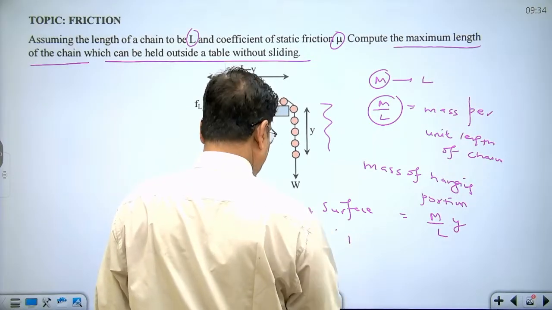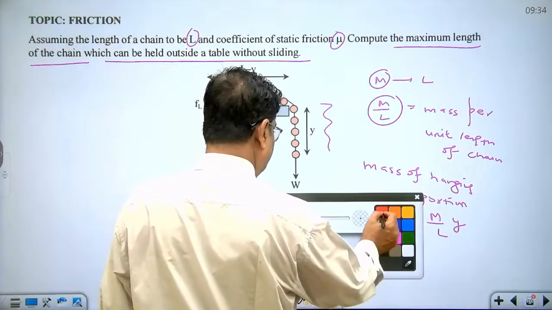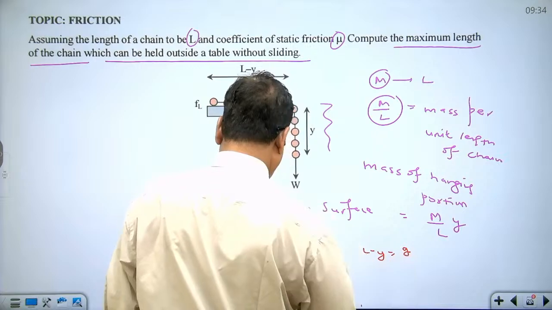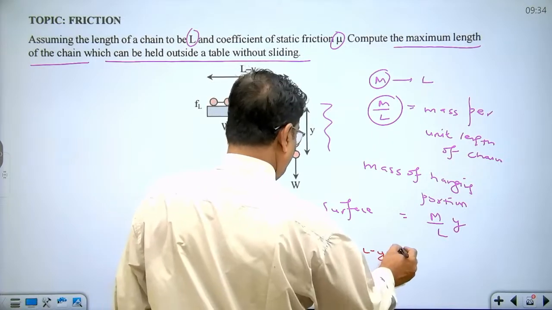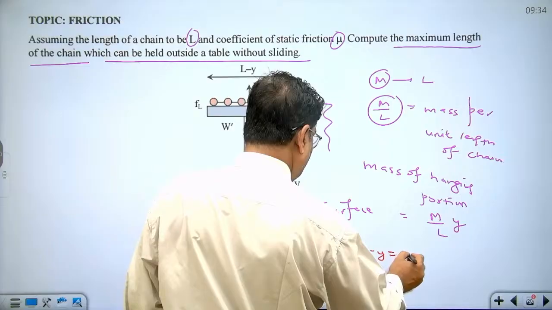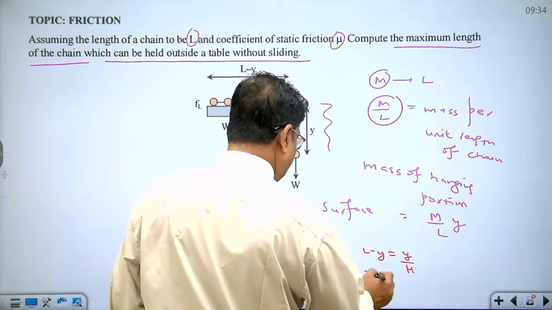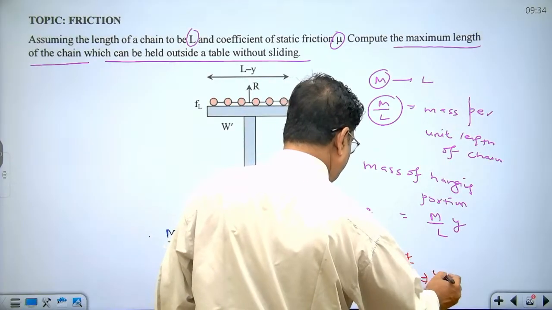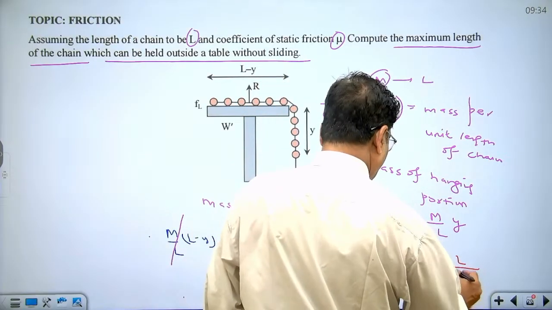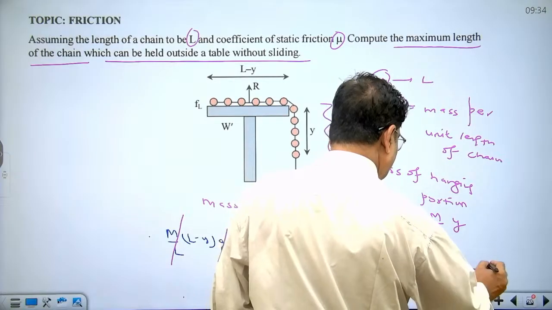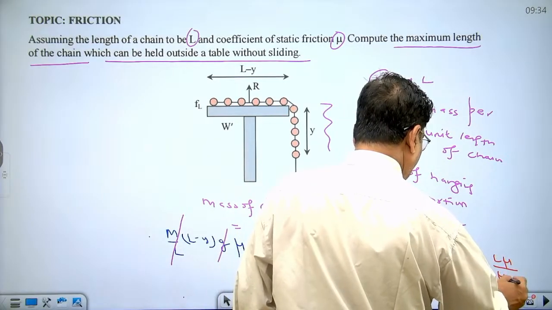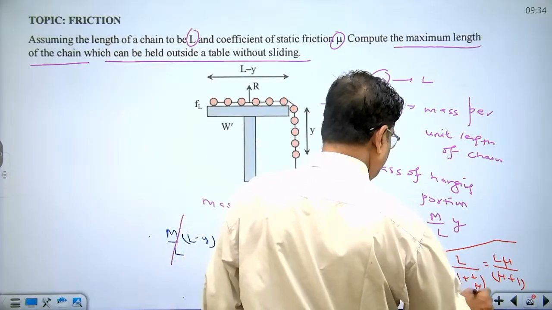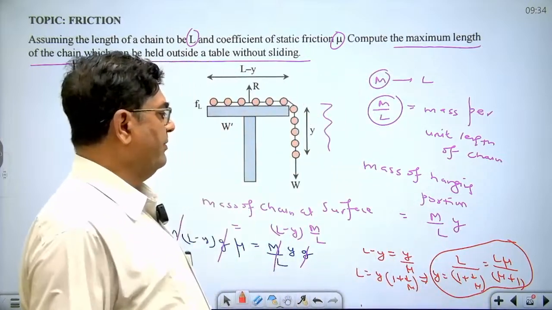So dear student, in this question, L minus y should be equal to y upon mu. So L equals y into 1 plus 1 upon mu. So dear student, what is y? y equals L upon 1 plus 1 upon mu. That is equal to L mu upon mu plus 1. This is the answer to the question. y equals L mu upon mu plus 1.